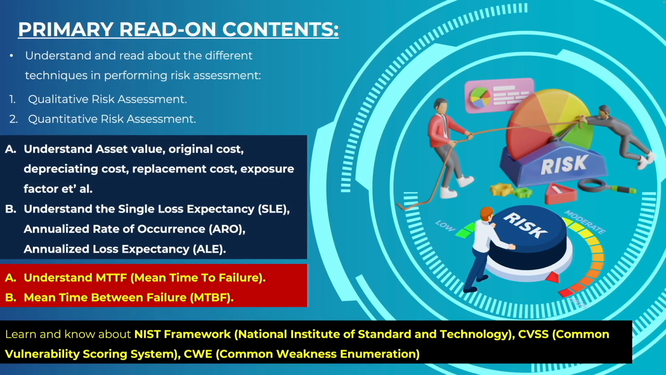Understand the difference between asset value, which is the value of the total asset of your organization, the original cost, which is the cost of what these assets were purchased, the depreciating cost in terms of its price changes as the year goes by, replacement cost, the cost of replacing these equipments in the course of a cybersecurity incident or disaster, exposure factor, and so on. Understand the single loss expectancy, annual rate of occurrence, annual loss expectancy. You also have to understand the mean time to failure and the mean time between failure. So this will also help you on how to prepare when an incident occurs and how you can probably restore back the organization's services as soon as you recognize this incident.